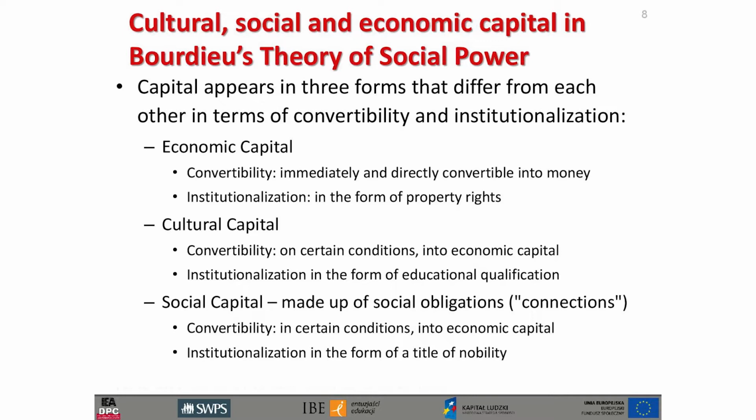It means that the economic capital is immediately and directly convertible into money, which is not the case for the cultural and social capital. There are some conditions to be fulfilled to be able to transform cultural and social capital into economic capital. The institutionalization of the economic capital is in the form of property rights. The institutionalization of the cultural capital is in the form of educational qualifications, and the social capital can be institutionalized in the form of titles of nobility, which is not so often the case, right?